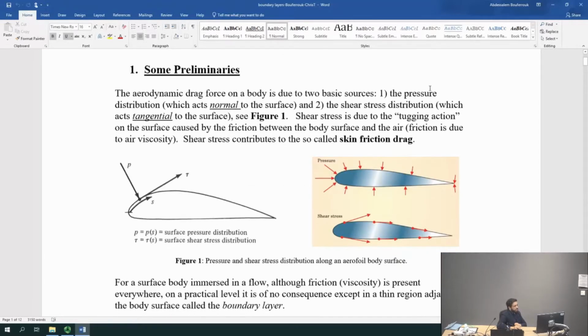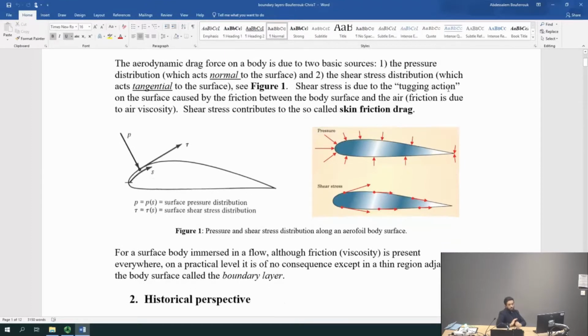And the first thing I would like to mention is to remind you what we said last year, that the forces on an airfoil or a wing are due to two main distributions. The first one is the pressure distribution. The pressure distribution is always normal to the surface. So, as you can see, it's normal to the surface at every point of the wing or the airfoil.